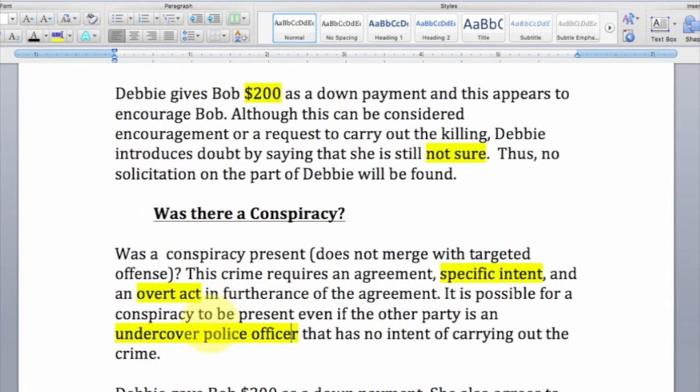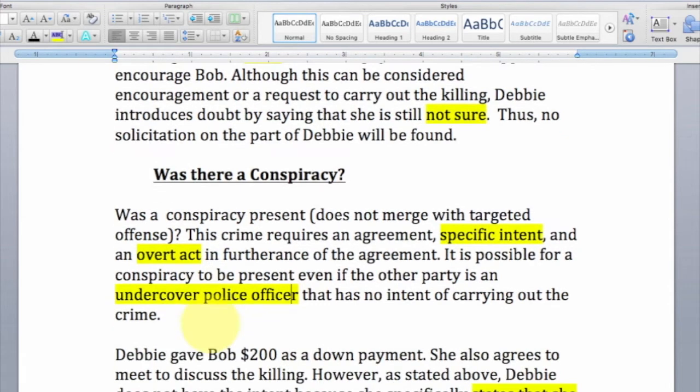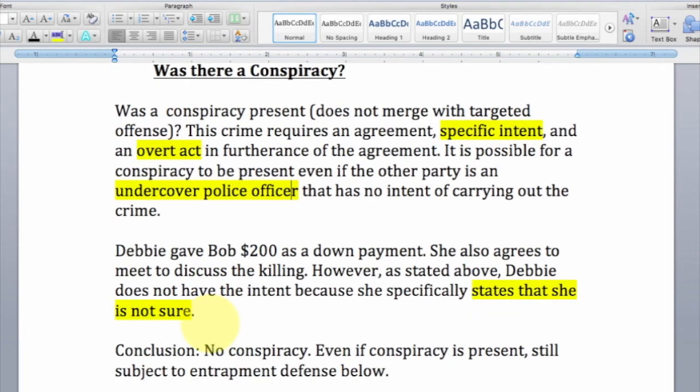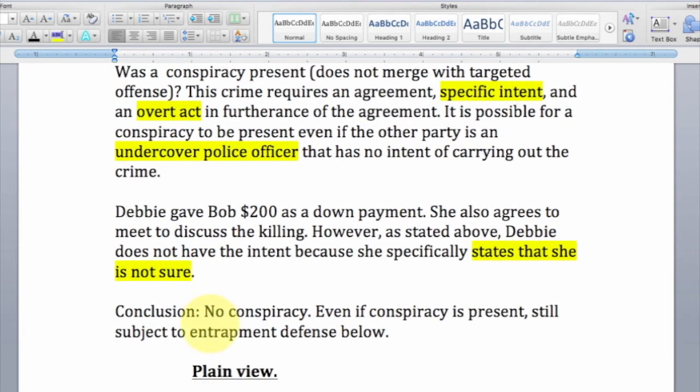And now I want to know if there is a conspiracy. Now here with these arguments, you can definitely argue both ways. And again, that's what the bar graders want you to do. They want to see your analysis, not so much your conclusion. So earlier I did say that there was no solicitation on the part of Debbie. Was there a conspiracy? Let's go to that now. So what do we need there? We need an agreement, specific intent, and an overt act. Again, analyze the heck out of the facts.